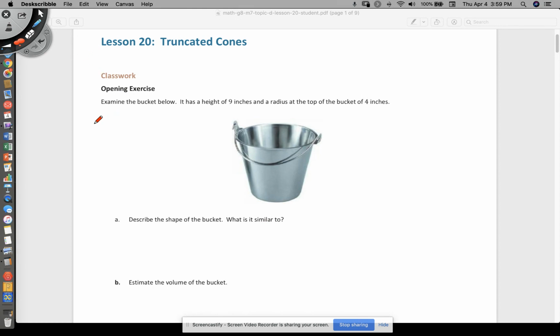So this opening exercise, look at this bucket here. It has a height of 9 inches. And the radius at the top of the bucket, which is up here, is 4 inches. Describe the shape of the bucket. What is it similar to? And what do you think the volume might be? These are going to be your own personal answers, so just go ahead and fill that in.